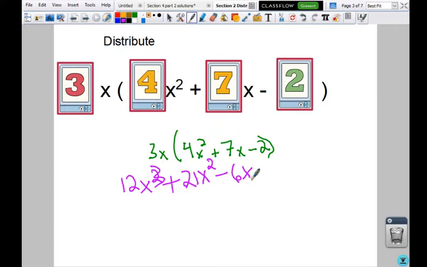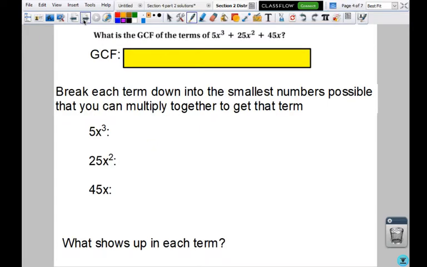What we're going to be doing today is actually the opposite of this. We distributed and put this all back together, right? Now we're going to be working backwards. If I have 5x to the third plus 25x squared plus 45x, what can I take out of each thing and put out in front of a parenthesis? We are going to be factoring today, which is the opposite of distributing. Distribute, you put it all together. Factor, you take it out.